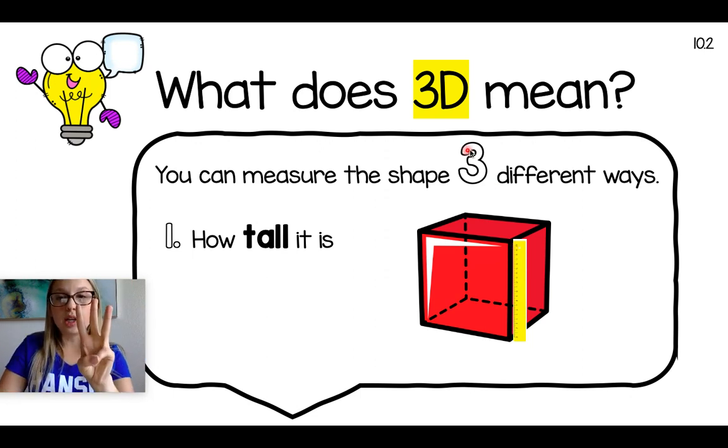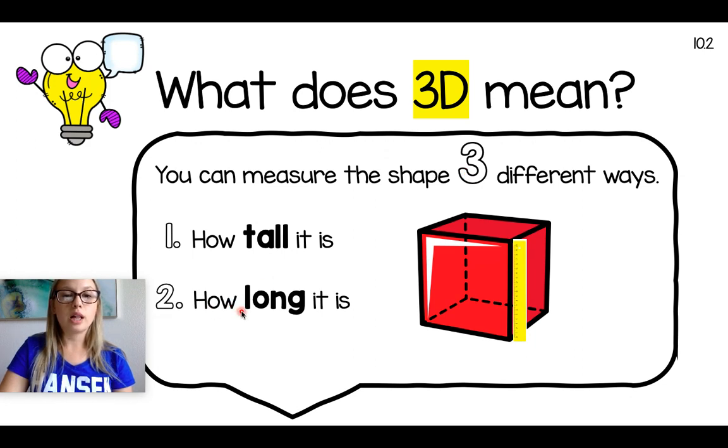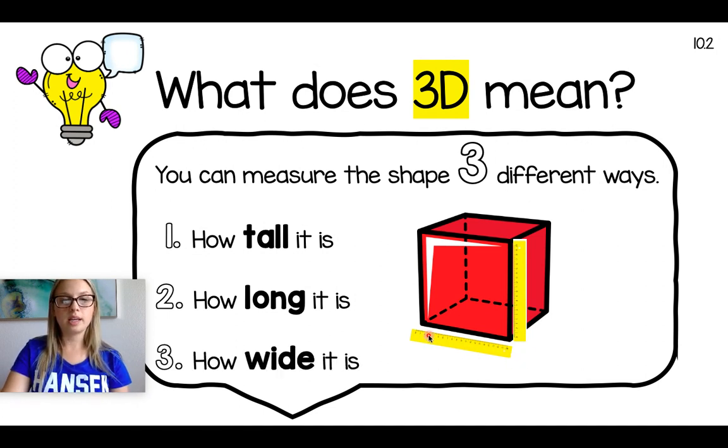But remember, there's 3 ways to measure a 3D shape. The second way is how long it is. How long it is means from the bottom across, side to side, how long it is. The third way to measure a 3D shape is how wide it is. If you wanted to measure how wide something is, you would measure from the front to the back, how wide it is.